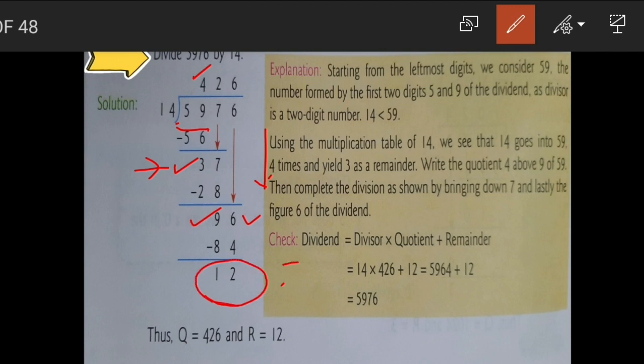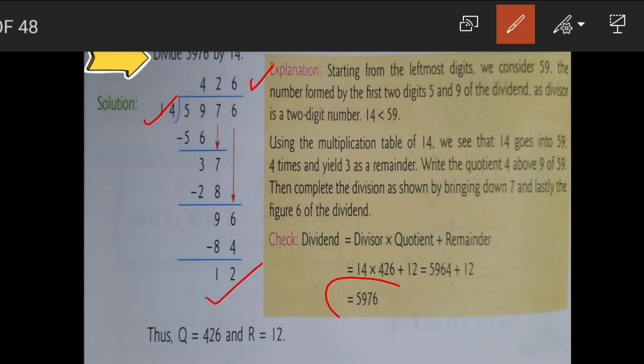And now we will check the answer. Dividend is equal to divisor, that is 14, into quotient, which is 426, plus remainder, which is 12, and the answer you got is 5976. That means your answer is correct.